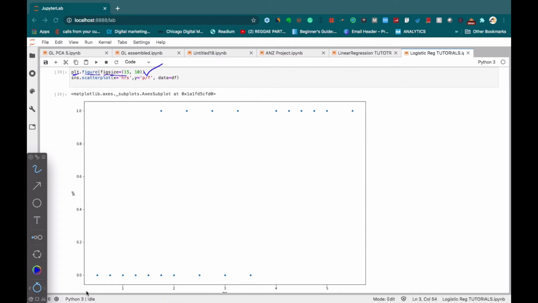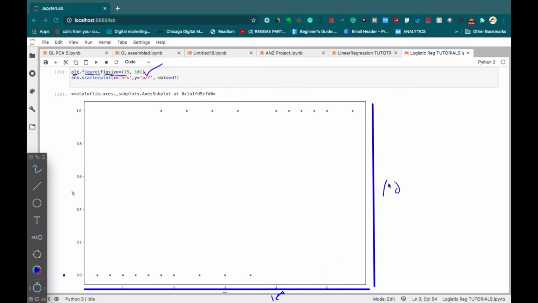That is the length now here. If I show you this, the 15 is nothing but the length here, and then the height over here will be 10. So that's basically what I'm setting, which is 15, 10. So I will have 15 units here, then I'll have 10 here.